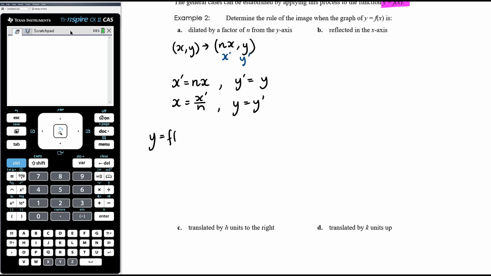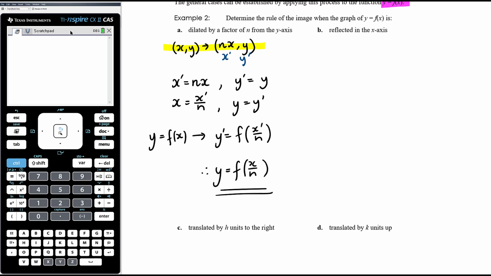So y equals f of x becomes, we replace y with y dash equals, and we replace x with x dash on n, okay? And we can lose the dashes once we're done with the substitution. So we find that the image is y equals f of x on n. So if this happens to every point, this is what that ends up looking like in the equation. Okay, completely consistent with what we saw in the previous video.